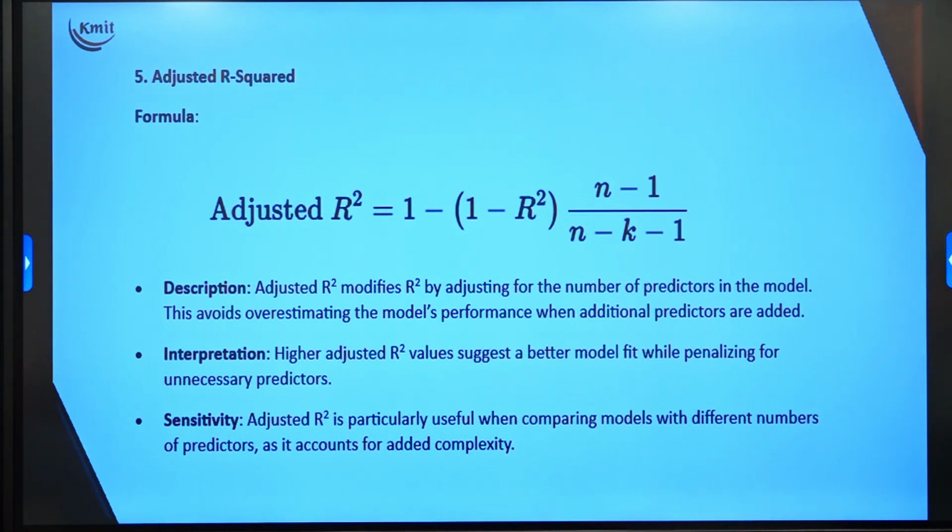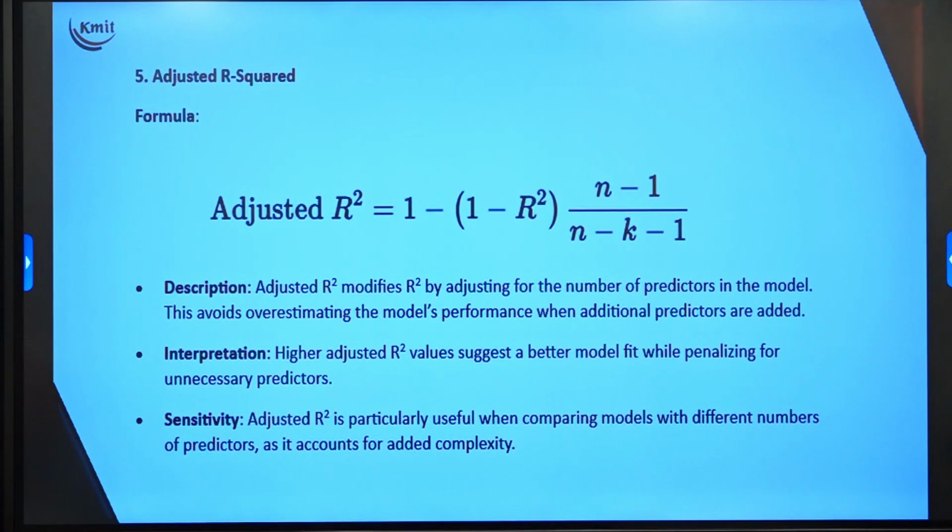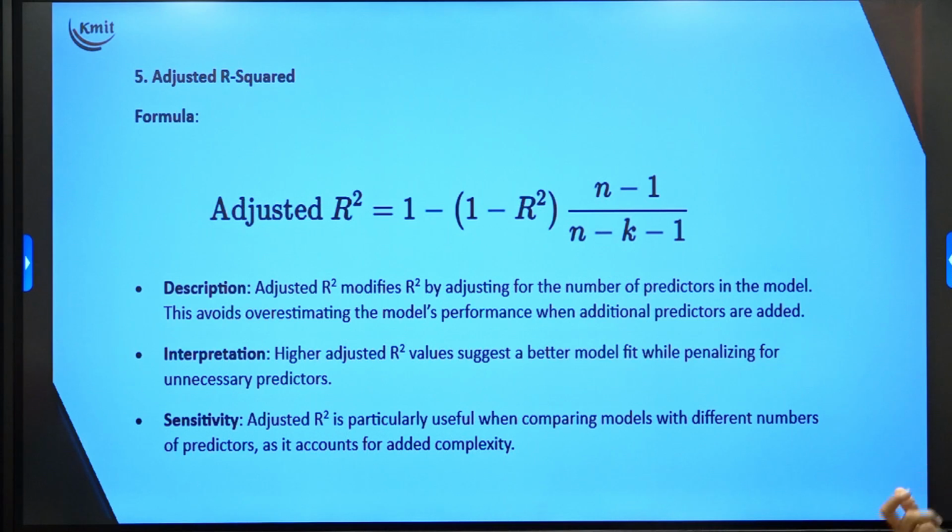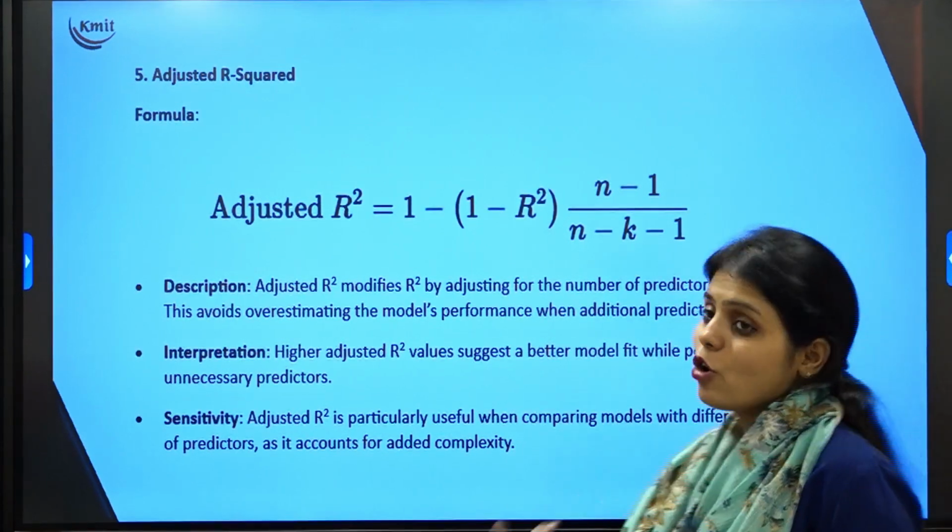Okay. So by using this adjusted R square method, we can avoid overestimating the model's performance by adding these predictors. So higher adjusted R square suggests a better model fit when penalizing unnecessary predictors. It removes the unnecessary predictors and considers only the predictors which are actually required. So when you talk about sensitivity, adjusted R square is particularly useful when you compare models with different number of predictors, as it accounts for added complexity.